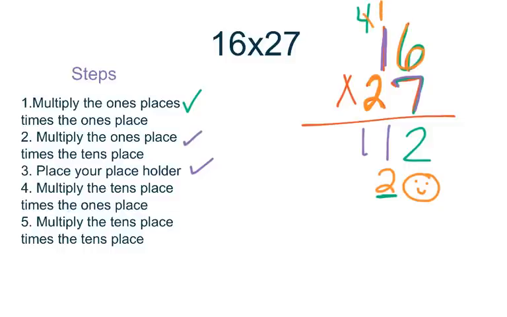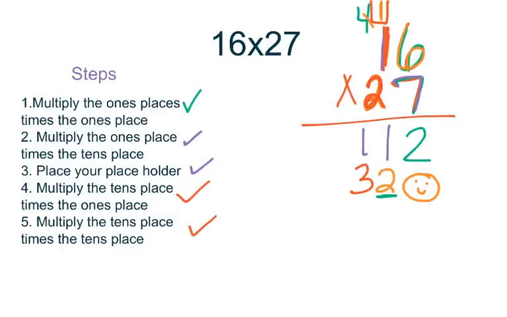Now I'm going to multiply my tens place times my tens place. So my 2 in my tens place on the bottom times my tens place on the top. 2 times 1 is 2, and then I need to add that 1 more here. Notice how I crossed out the 4 from my earlier multiplication so I don't get confused. 2 times 1 gives me 2, plus 1 more gives me 3.